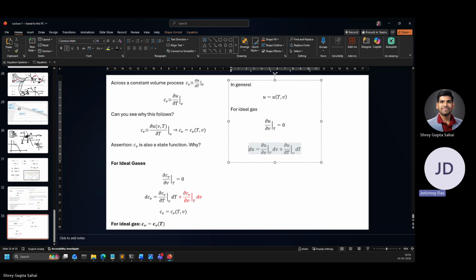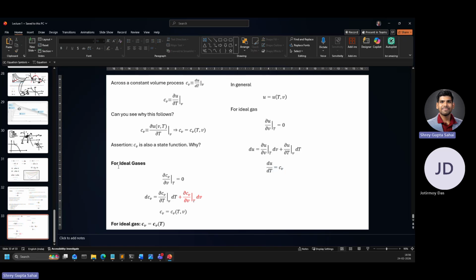In the portion dU by dT at constant volume. This part, right? Yes, yes. And this thing I already told you is 0. This term will go. And so here, basically, we write CV is dU by dT. See here, this is a total derivative. Even for an ideal gas, even if you don't keep specific volume constant, even then, this dU by dT.